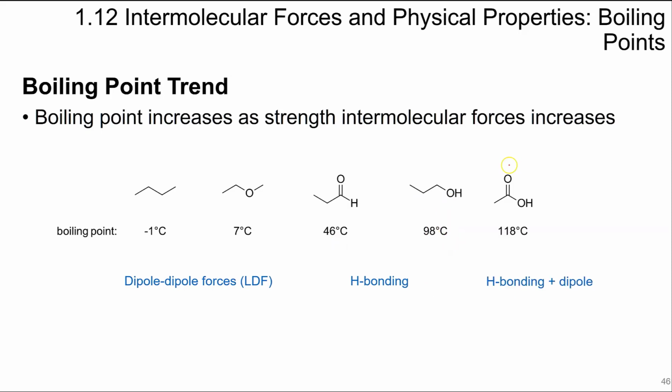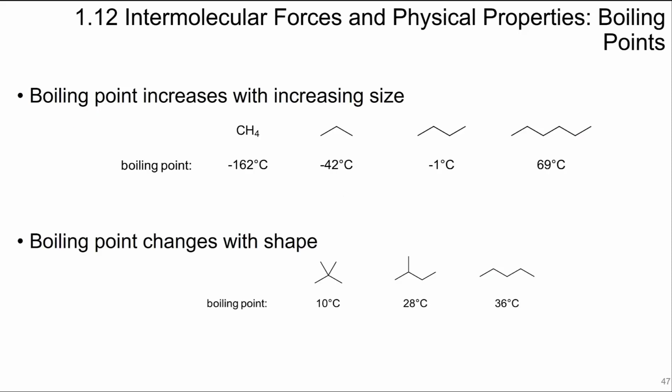And then there's even more areas for hydrogen bonding here. Plus you have that dipole, so that really affects the boiling point. Boiling point will increase with size. So if you notice, the CH4, which is just one carbon, has a boiling point of -162 degrees Celsius, which is why methane is a gas.